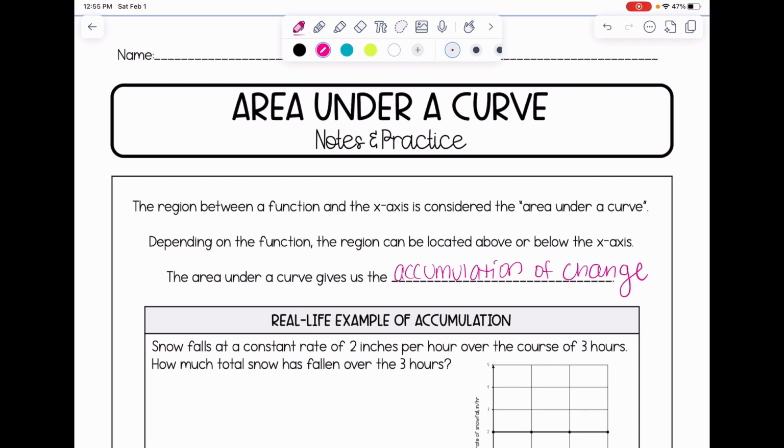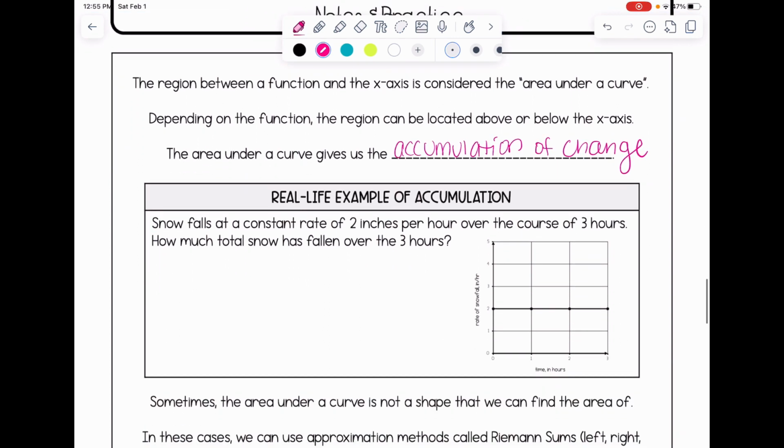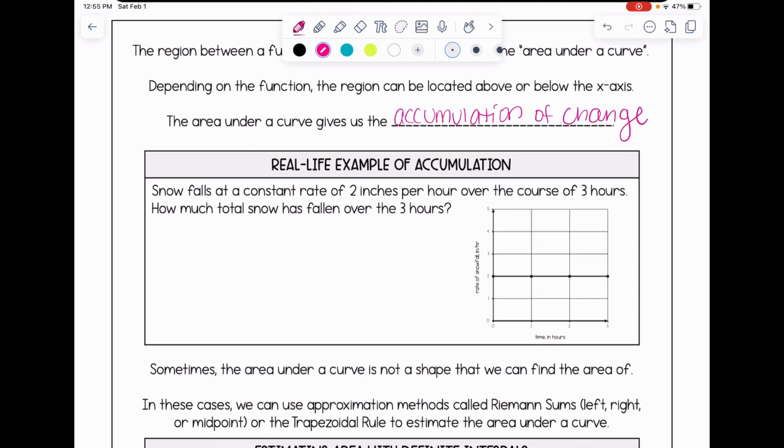Let's think about a real-life example of accumulation and where we've maybe heard that term in everyday life. A common example is in terms of snowfall. So if we look at this example here, it says snow falls at a constant rate of 2 inches per hour over the course of 3 hours. How much total snow has fallen over those 3 hours?